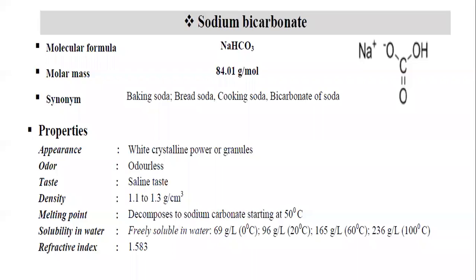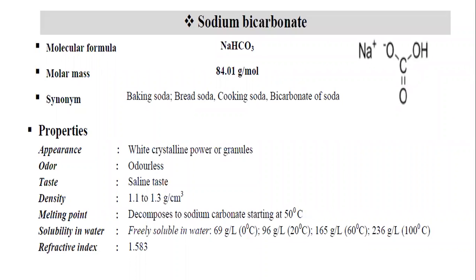Coming to the properties, let's look at the appearance. The appearance of sodium bicarbonate is white in color and it is a crystalline powder or granules. Coming to the odor or smell, it is odorless, that is, it has no smell. Taste, it has a salty taste, it is called saline taste. Density is 1.1 to 1.3 gram. And the melting point is, it does not melt, but it decomposes to sodium carbonate, that is Na2CO3, starting at 50 degree centigrade.